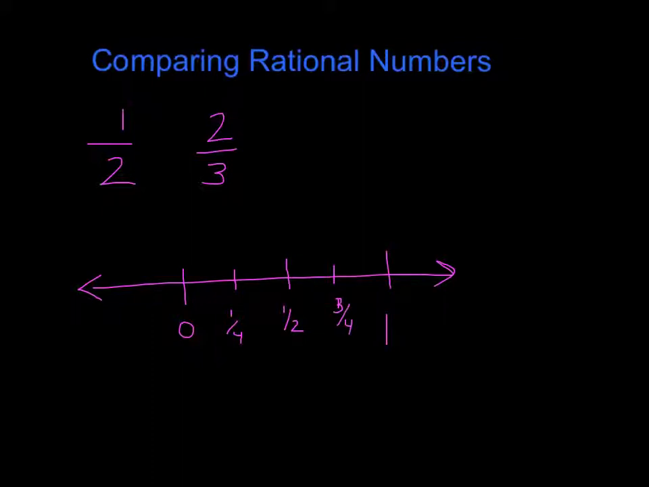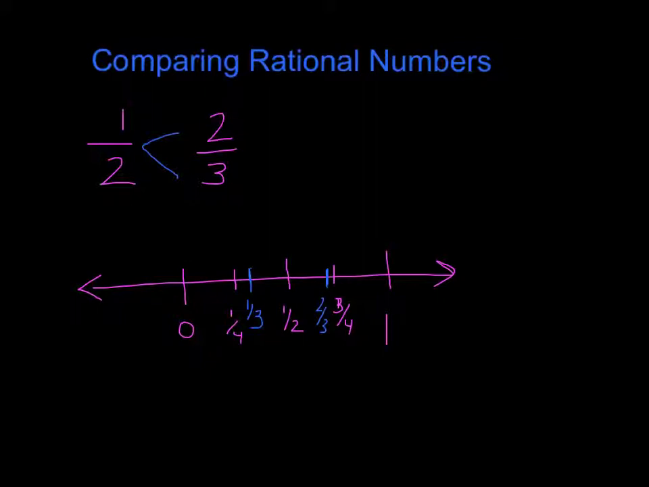But then I'd also have to think about where thirds lie. So 1/3 might be about here, and 2/3 is probably right around here if I divide it up into thirds. So which one is bigger? Well, I could say that 2/3 is going to be greater than 1/2, or 1/2 is less than 2/3.